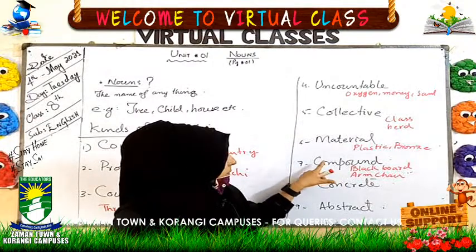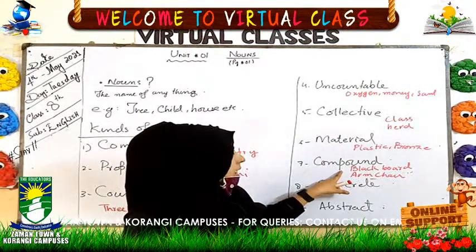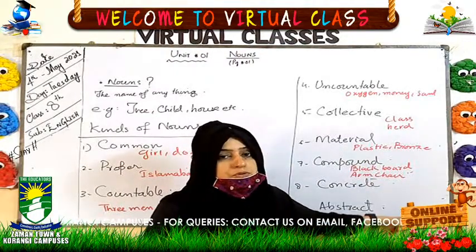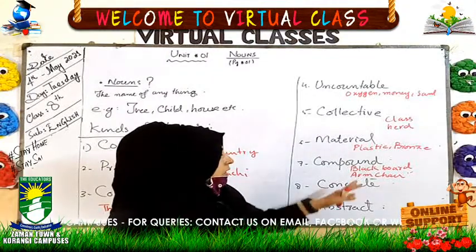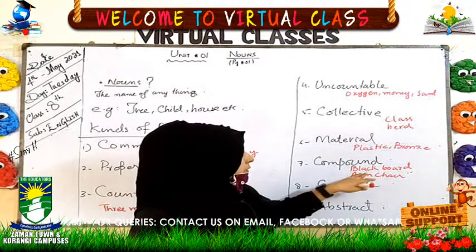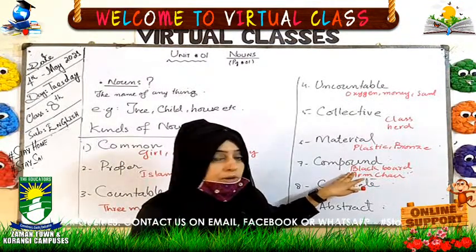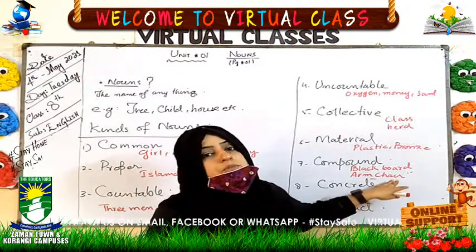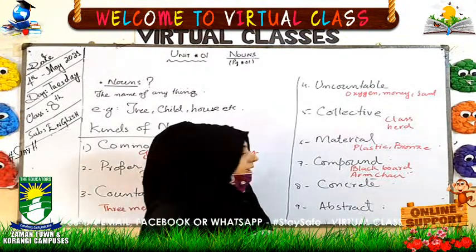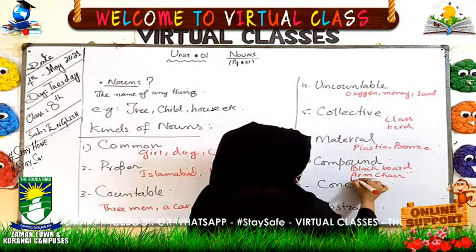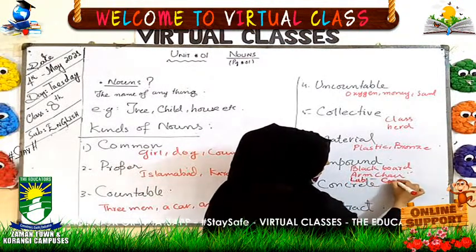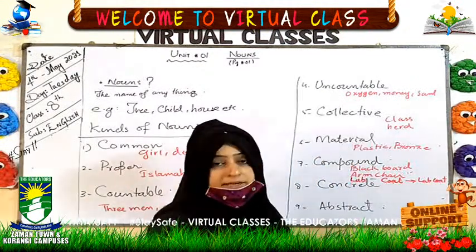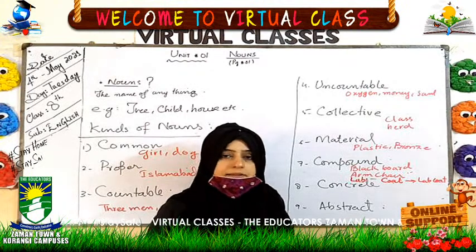I have written two examples here. Blackboard: one word is black, which is a color, and board is the thing we use mainly for writing. So blackboard. Second, we have arm and chair. I have joined these two words, it would be armchair. And one more word: one word is lab and another is coat. What will it be? Lab coat. Raincoat, cupbird, like this.